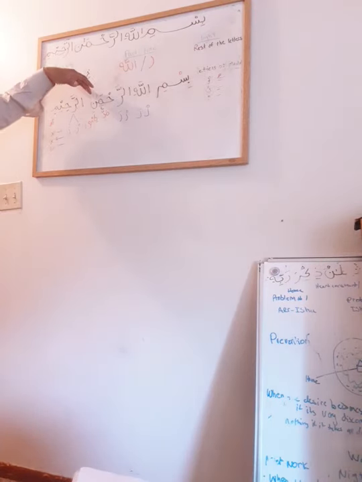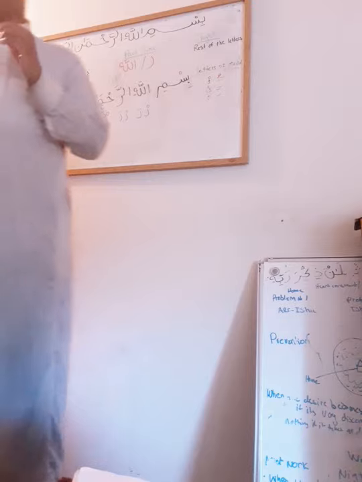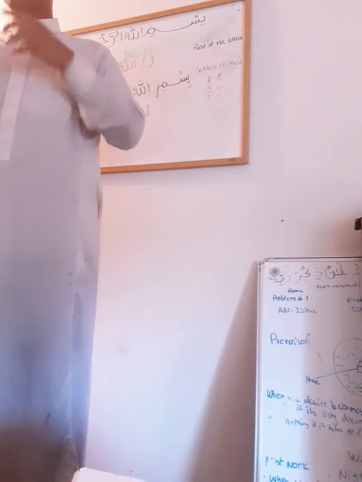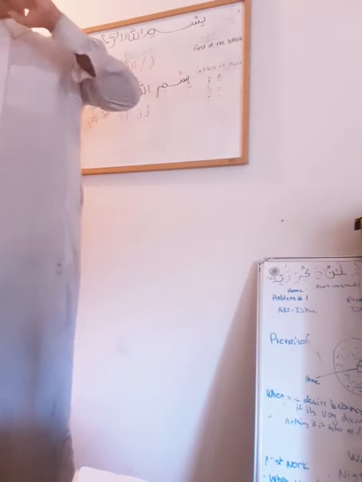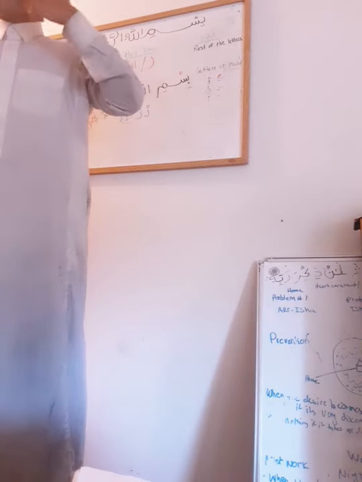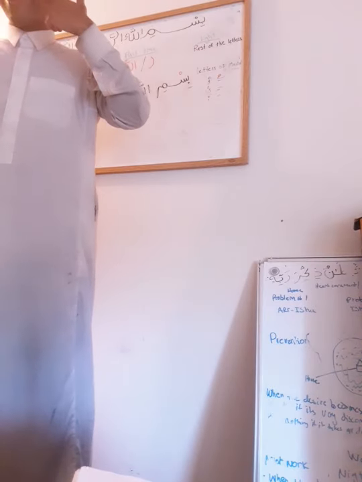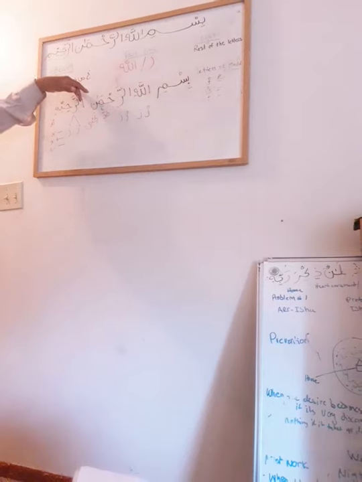And then there's the sad. It's sad. Your lips are not moving in a rounded movement, but instead it's wide, like a smile. Another one: ba, va, ghain, and qaf.